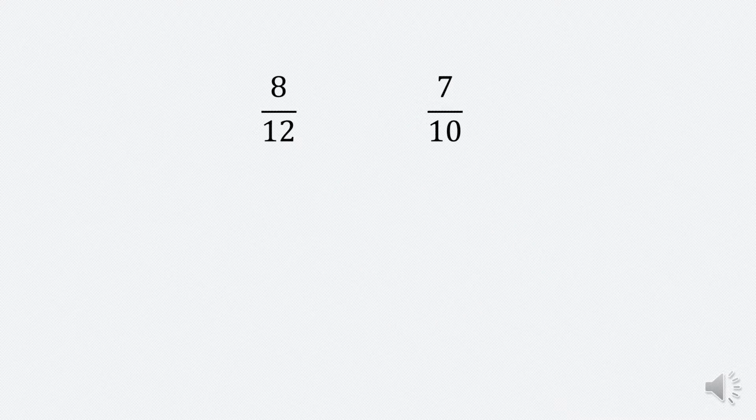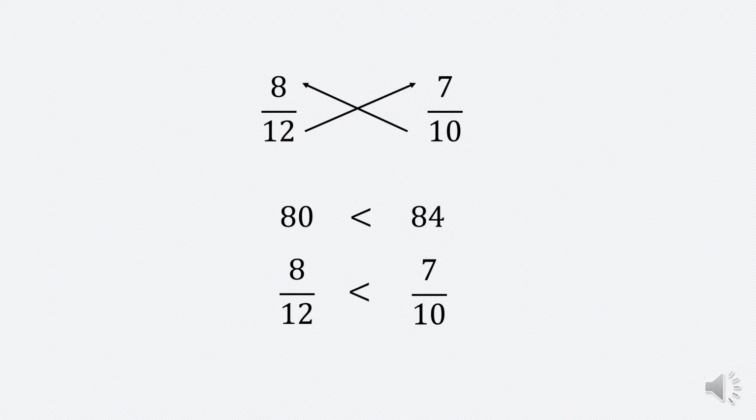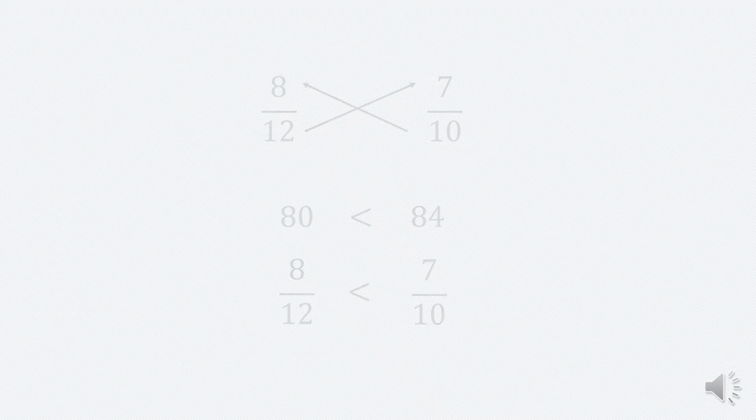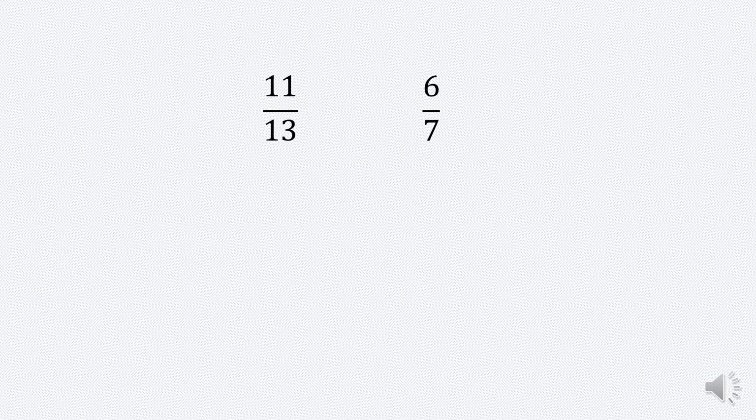In this example, I'm comparing 8 over 12 to 7 over 10, which is bigger? Take the denominator of one fraction and multiply with the numerator of the other fraction and write the answer on the numerator side. So 10 times 8, that's 80, and 12 times 7, that's 84. So 84 is clearly bigger than 80, so 7 over 10 is bigger than 8 over 12. So that's it. It's as simple as that. Let's do one more example on this. Let's compare 11 over 13 to 6 over 7.